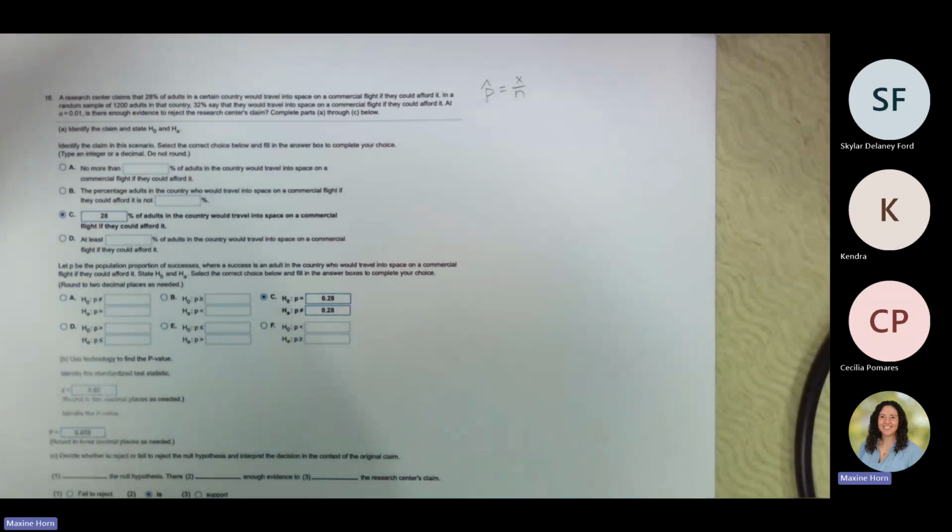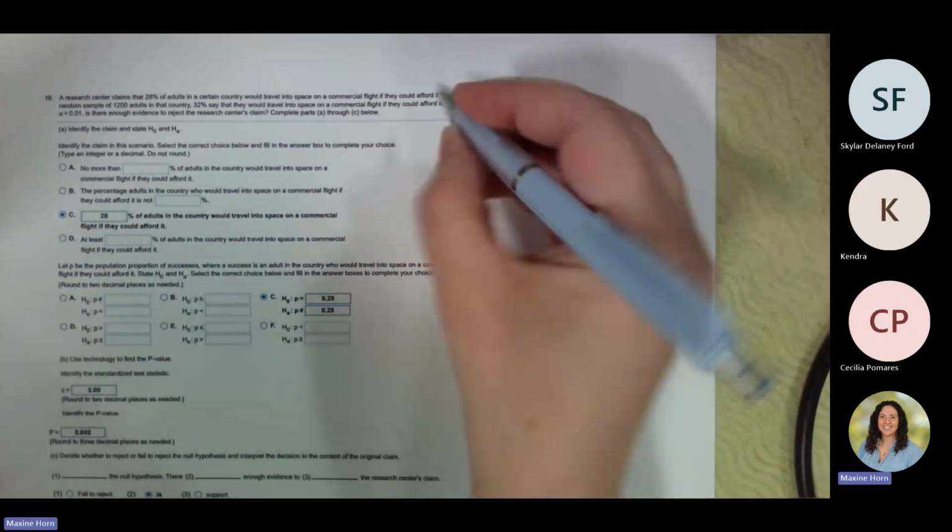Okay. So a research center claims that 28% of adults in a certain country would travel into space on a commercial flight if they could afford it. In a random sample of 1,200 adults in that country, 32% say that they would travel into space on a commercial flight if they could afford it. At a level of significance of 1%, or an alpha of 0.01, is there enough evidence to reject the research center's claim? And we're going to complete each of these parts to do it. So we're just going to go through and do this much like the others.